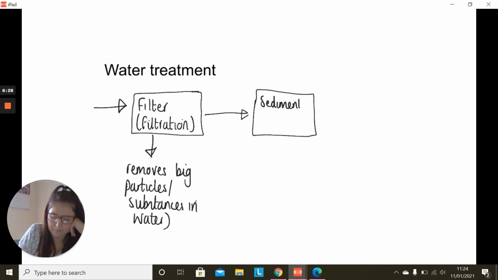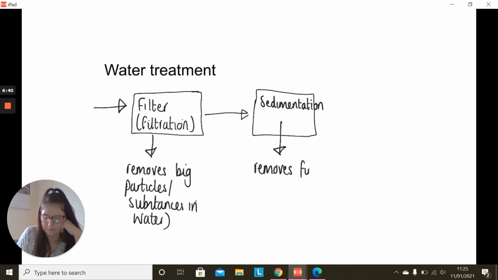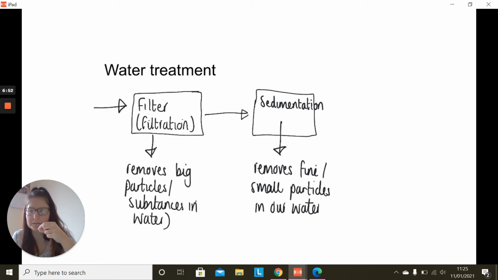Then we have sedimentation. And what sedimentation does is it removes the fine, small particles in our water. So it removes the small bits. Then we're taking everything out that we don't need.